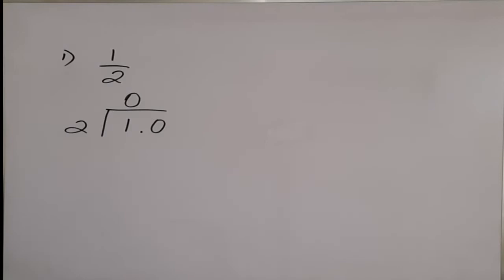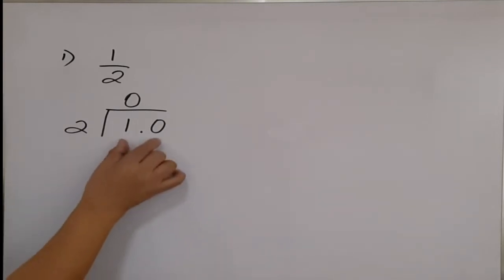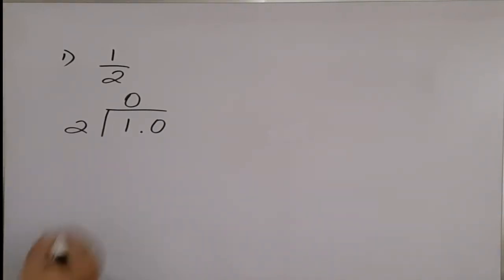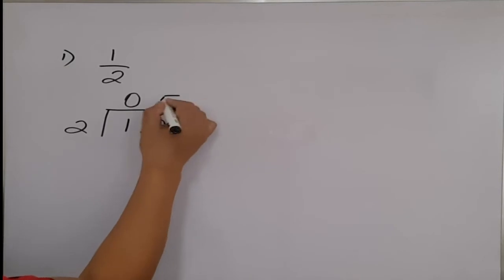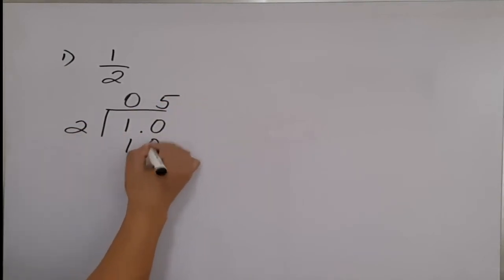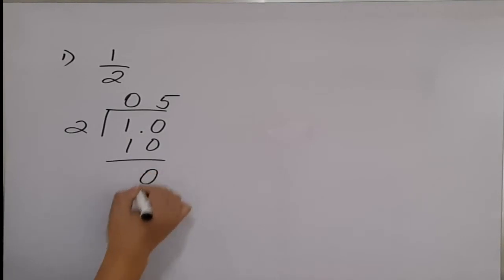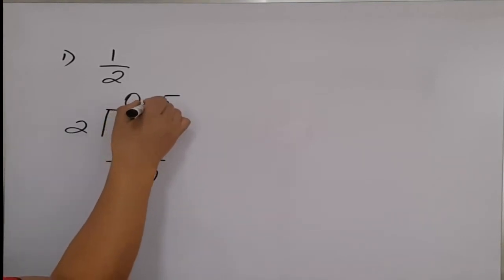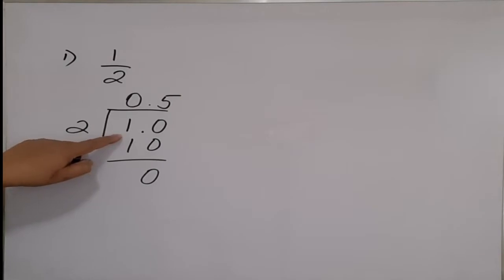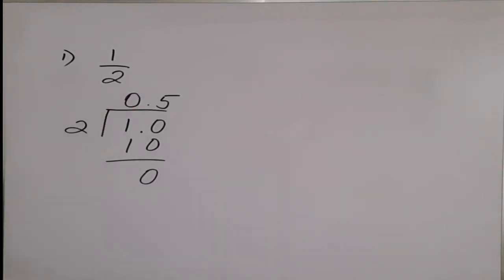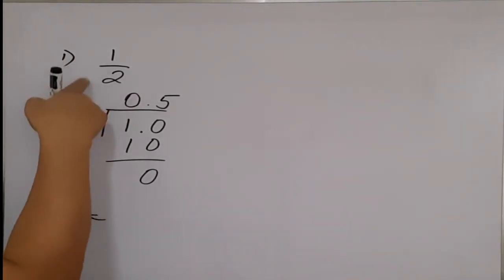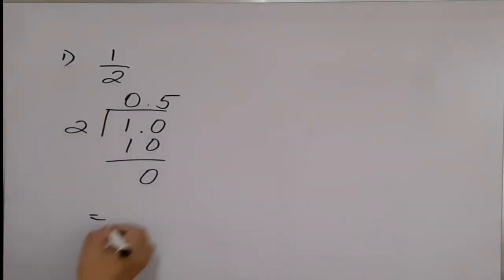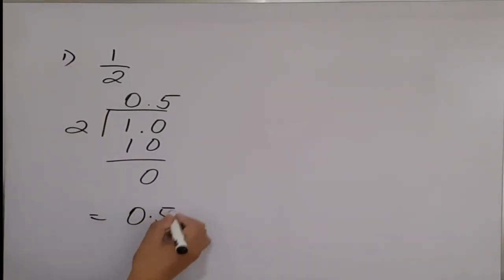For the meantime, isipin muna natin invisible ang decimal point. So that makes our number as 10. So 10 divided by 2 is 5. Okay, 5 times 2 is 10. And then we subtract, that is 0. And don't forget your decimal. So 1.0 divided by 2 is 0.5. Therefore, 1/2 converted into a decimal is equal to 0.5.